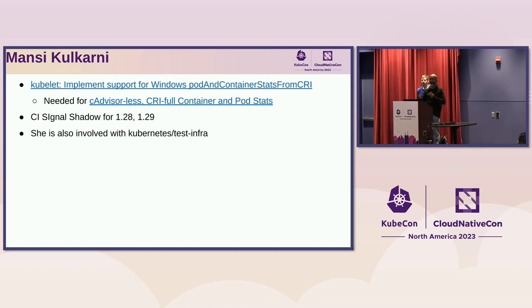This is another example of how you can get involved. Instead of having to work on a feature from end to end, you could also show up and contribute and drive something to completion, again enabling you to get exposure to the community, getting you more knowledge about Kubernetes in general. So that's another way you can start working and contributing to Kubernetes. Mansi has also been the CI signal shadow for 1.28 and 1.29, and she's also been involved in the test-infra project.